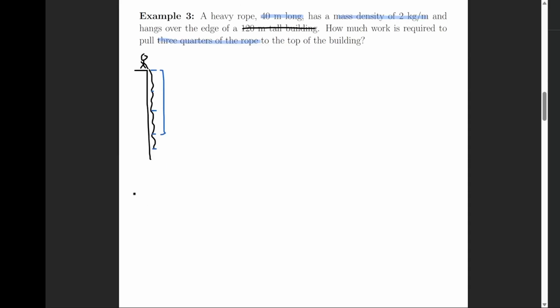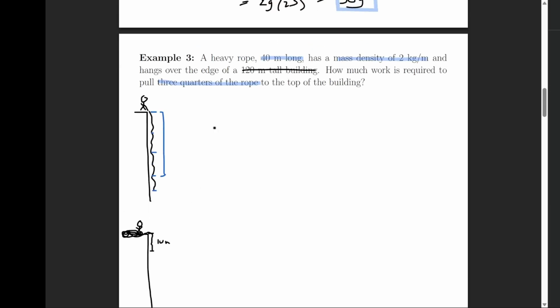So basically, what that means is, I'll just draw the picture. It's a dusty building, it's okay. By the end of the pulling, there's going to be 30 meters worth of rope up here, and then 10 meters worth of rope still hanging off the edge, because we're only trying to figure out 3/4 of the rope. Okay, so let's label everything.